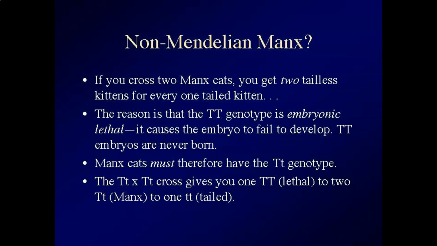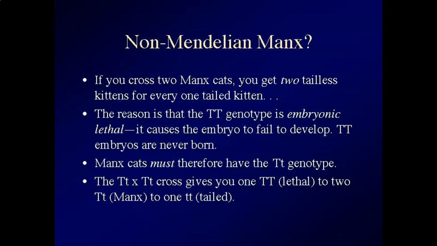Now, do the math here a second. I said this looks very much like traditional Mendelian genetics. Think about your Punnett squares. You should have 4 offspring in a cross, correct? 4 boxes in your Punnett square. And yet, do the math real quick. I've got 2 tailless kittens for every 1 tailed kitten. 2 plus 1 equals 3, not 4. And so here's where this ends up deviating from Mendel's initial expectations.